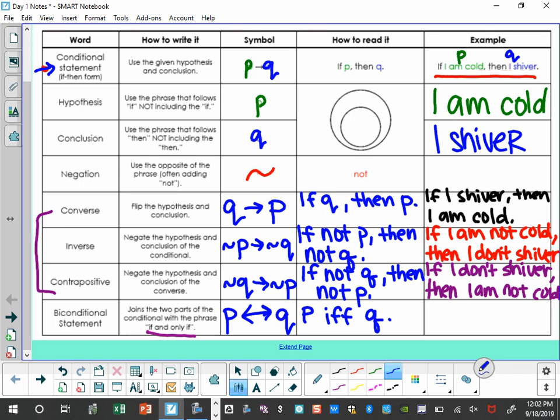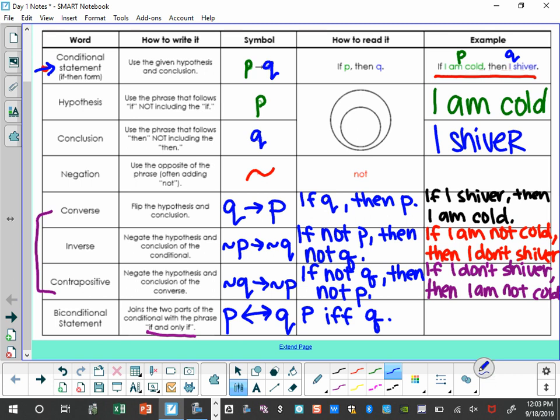I'm not going to put my sentence in there right now, but my sentence would be, I am cold if and only if I shiver. Okay, so for the biconditional, you don't need the if or the then. You're just putting in the middle if and only if. So you take the first part, I am cold if and only if I shiver. So if you see that IFF, that is if and only if.